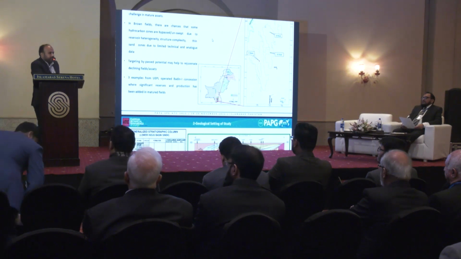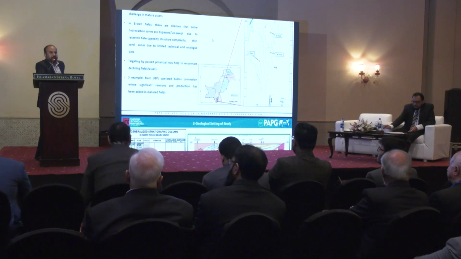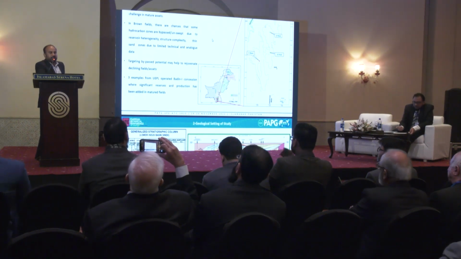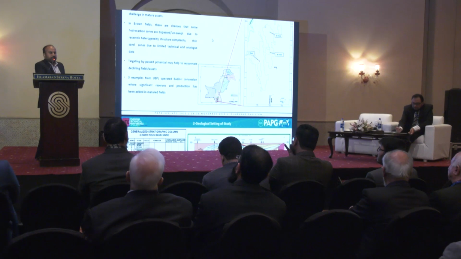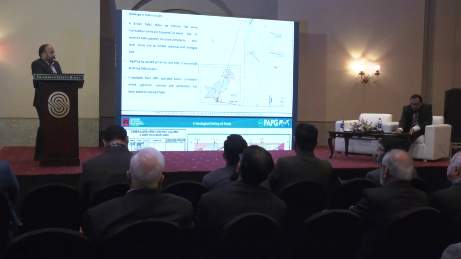So here basically is the discussion of 3 fields which were shut in or in the declining stage. We identified some untested potential, and basically the fields were put on production. On the right side, this is the map of our Badin concession, which lies in the southern part of the Indus Basin, and these are the 3 field locations within our concession.